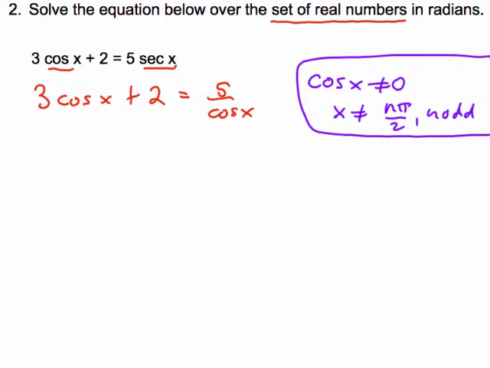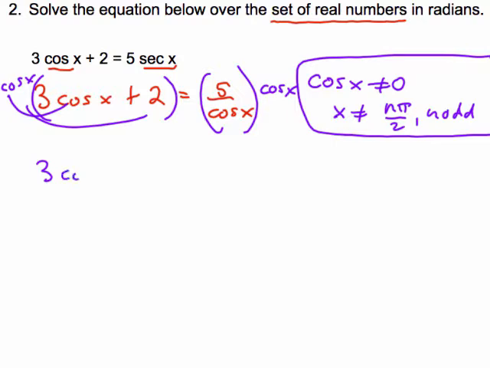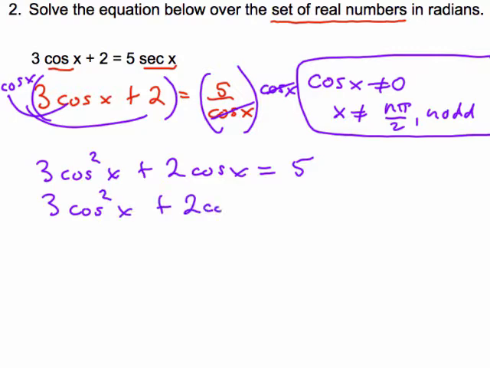In terms of actually solving this equation, it's like solving any equation with fractions. The easiest thing to do would be to multiply both sides by the common denominator to clear the fraction. And then if we distribute through, 3 cosine squared x plus 2 cosine x equals 5. And it's quadratic-like again, so I can set it to 0. Hopefully it'll factor, otherwise I may have to use the quadratic formula.